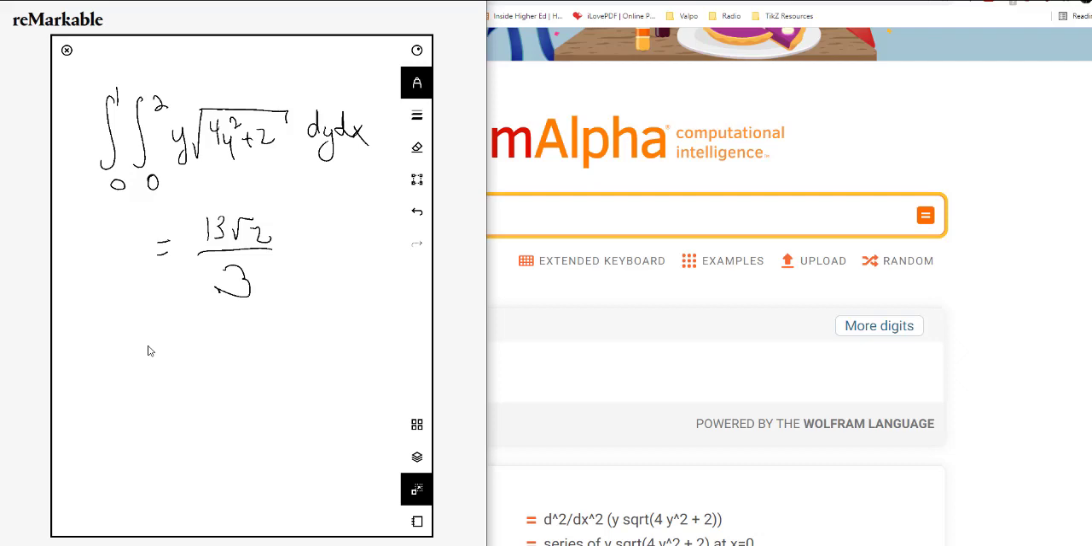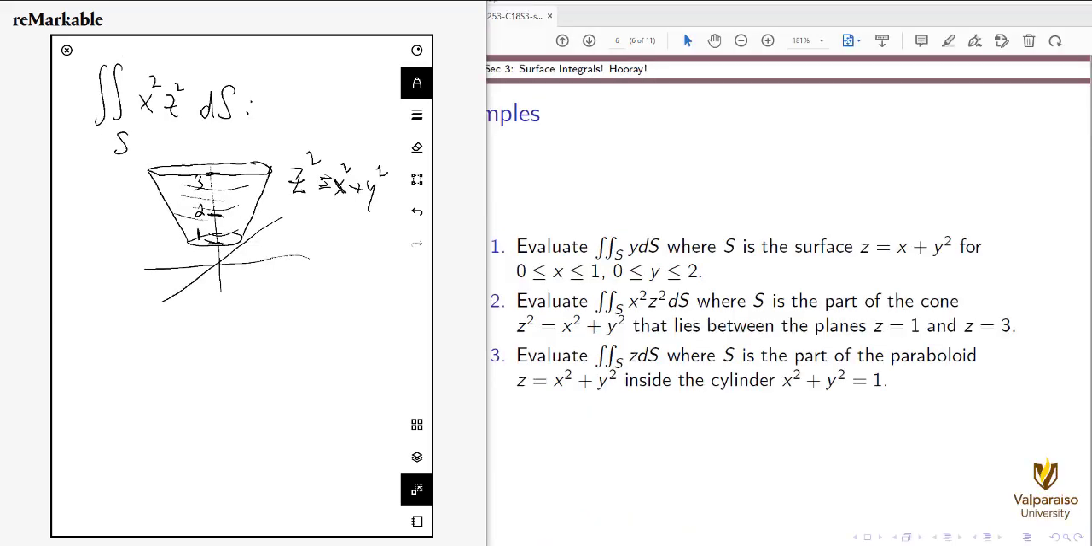Let's crank through one more example. Example number 2 asks us to do the surface integral of x squared z squared ds, where S is part of the cone z squared equals x squared plus y squared that lies between z equals 1 and z equals 3. So we're doing a surface integral of the function x squared z squared over the surface that's here in the image. Piece of a cone, almost looking like a coffee filter. The plane z equals 1 is the base, z equals 3 is the roof of this surface.